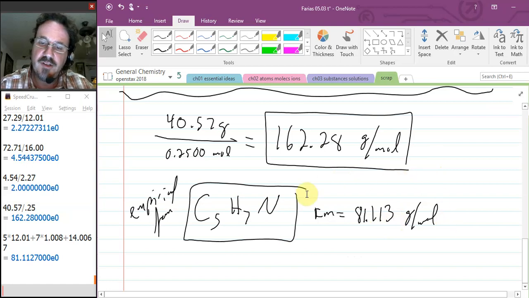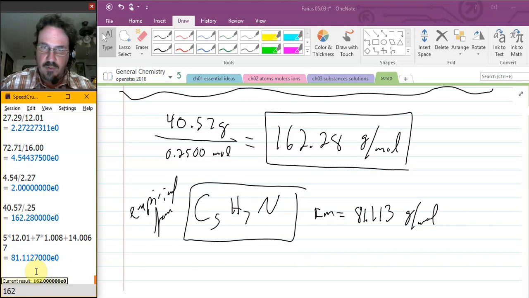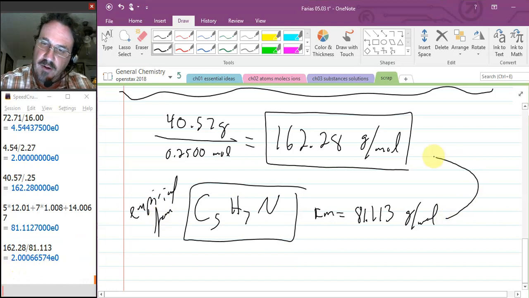As you can see, that mass is not the same as what I know nicotine to be, which is 162. In fact, I can look at that and see it's half the size. The actual nicotine is twice that size. If I didn't know for sure, I would just divide it. Let's try it in the calculator: 162.28 divided by 81.113 equals 2.000. So to go from here to here, I would have to multiply by 2.